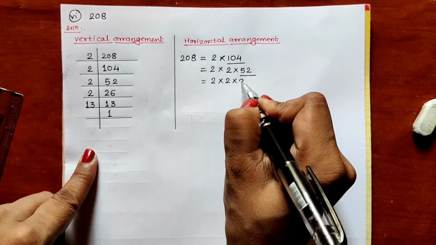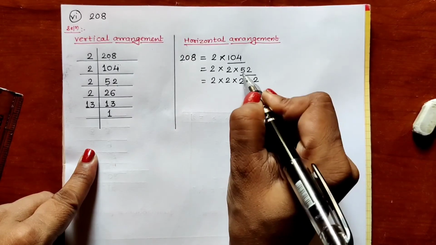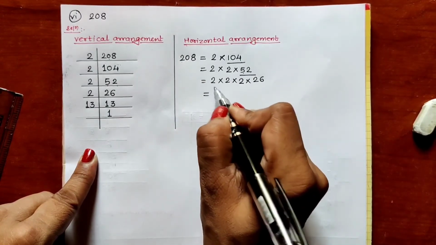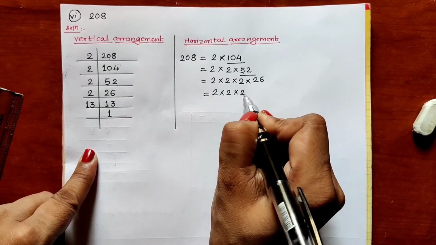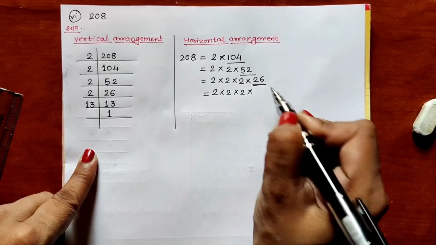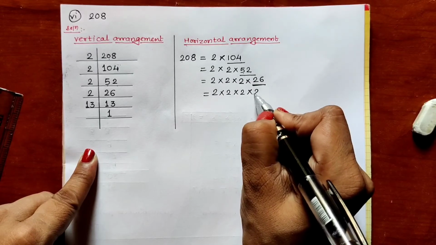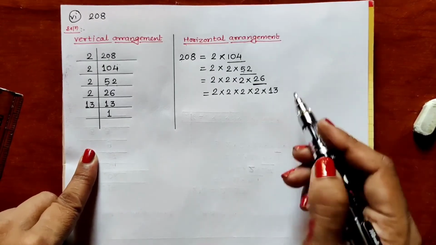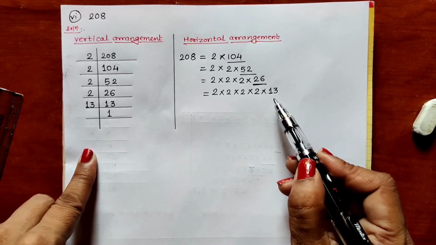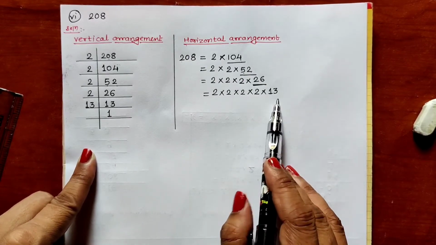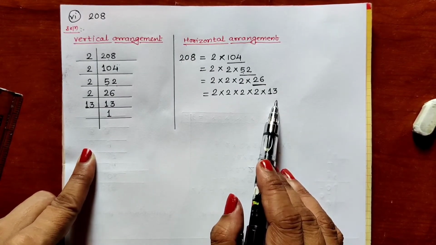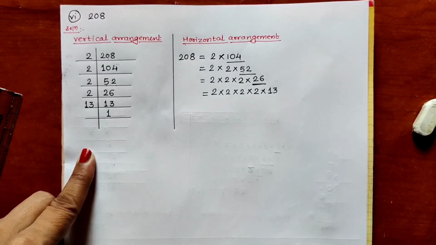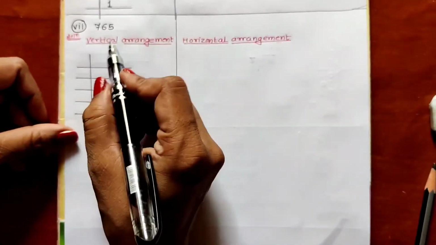2 is there in the unit place. It is divisible by 2. 2 twos are 4. 5 minus 4, 1 remaining. This 2 means 12. 2 sixes are 12. Again the first 2, second 2, third 2 as it is we write, and we get the factors of 26. 6 is there in the unit place. It is divisible by 2. 2 ones are 2. 2 3s are 6. Now 13 is a prime number which is not divisible by any other number. In the last step we have got all prime numbers. So in this way we have got the prime factors of 208, which are 2 into 2 into 2 into 2 into 13. Now the next number is 765.